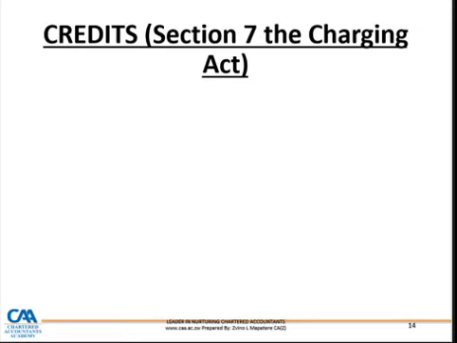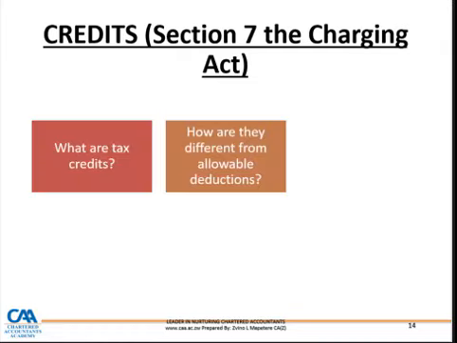Last but not least, we're going to have to look at your tax credits. These are covered under section 7 of your Charging Act. So what are tax credits? Tax credits specifically are amounts that are credited to a taxpayer after calculating their tax on taxable income, thereby reducing their liability. How are these different from allowable deductions? They're different because these are deducted after coming up with a tax payable. Agreed? So you've already applied your tax tables. Only after you've applied your tax tables do you then deduct credits.